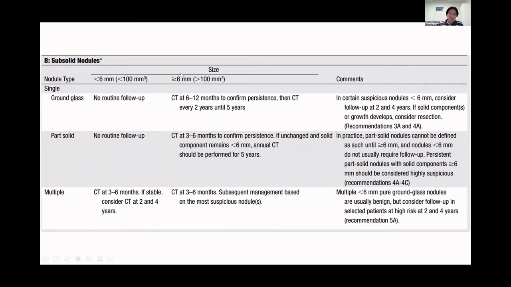Once you do start to get to that sort of greater than 6 millimeter or greater than 8 millimeter size, you might want to do a more frequent scan, either at 6 to 12 months and then every 2 years until 5 years, or some societies might recommend to you to do an annual scan for the ground glass ones, which are greater than 6 millimeters.